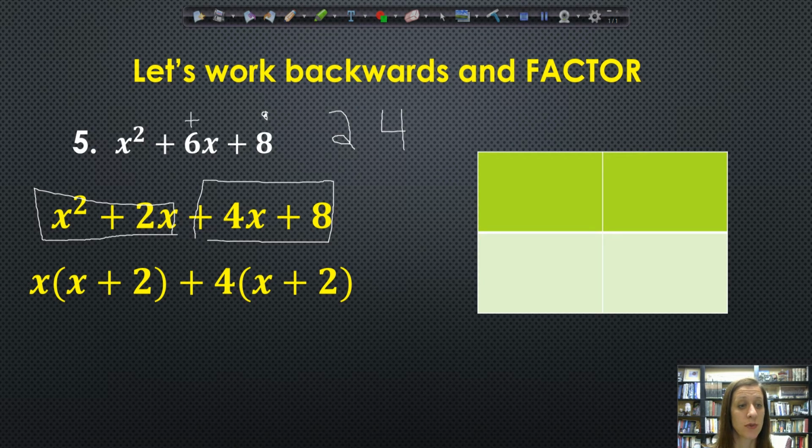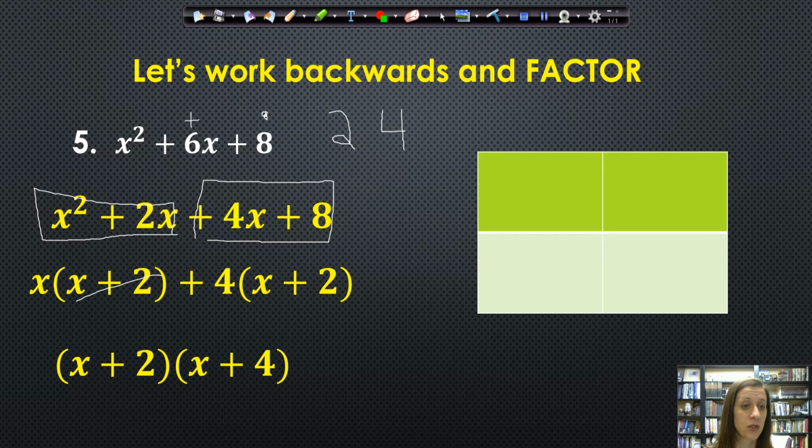So now I have 2 expressions. This expression and the second expression both have x plus 2 as a factor, so that's one of my factors, and then what's left over is x plus 4, and that's my other factor. If you're doing the box method, you still have to ask yourself the same questions.